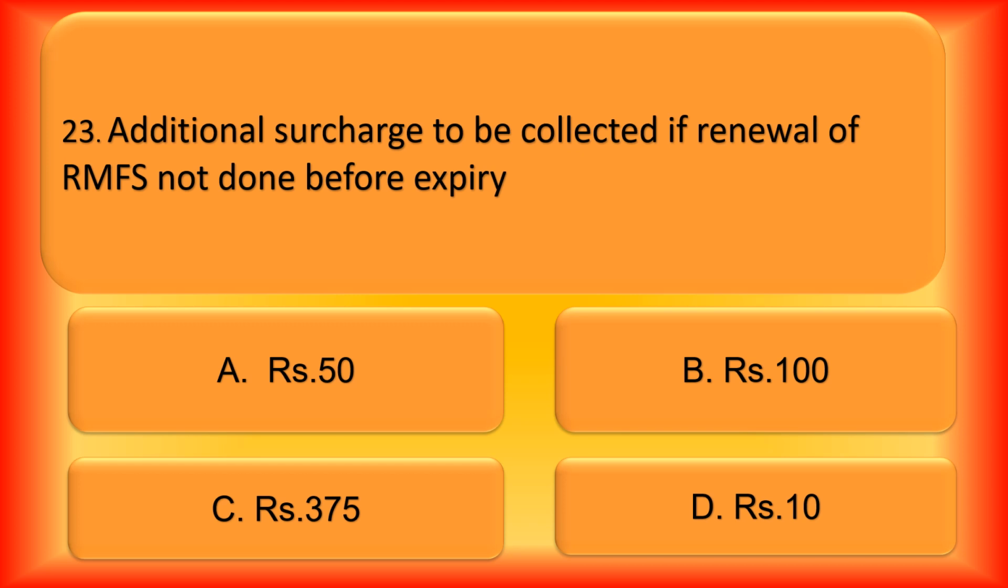Question number 23. Additional surcharge to be collected if renewal of RMFS not done before expiry. Option A, rupees 50, option B, rupees 100, option C, rupees 375, option D, rupees 10. The correct answer is option B, rupees 100.